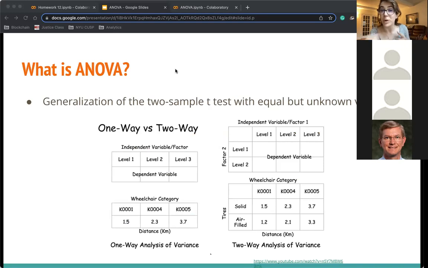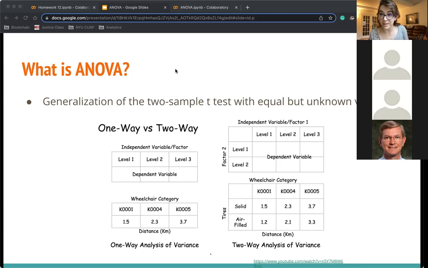So we'll start with this one-way ANOVA, examining how the mean of a sample is influenced by one categorical variable. For example, we'll talk through this case study of how the average distance traveled per day by people who own a different kind of wheelchair. So depending on the wheelchair category, what is the average distance traveled per day?